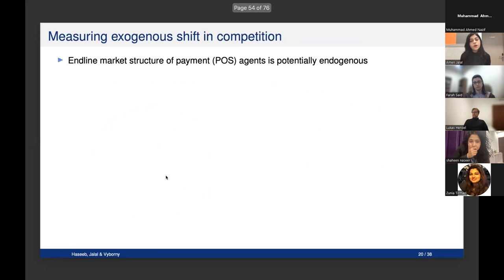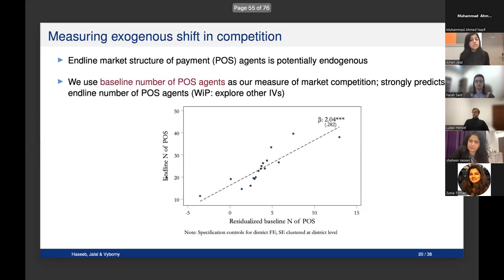Now, the next challenge is defining what it means to capture the level of competition in those markets. We want to see whether these markets becoming more competitive over time after the shutdown of ATMs has an impact. If we use time varying competition in our analysis, that could be problematic because payment agents at endline can enter or exit in response to, for example, rent seeking opportunities. So using endline data could be potentially endogenous. The way we get around that is we use, at the moment, a very coarse measure of endline competition, which is that we simply see the baseline number of POS agents and try to use that to predict the endline market structure.